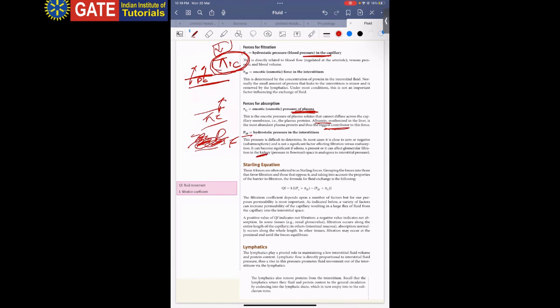Now let's talk about the Starling force, the Starling equation. The Starling equation talks about these four forces, which we said: the hydrostatic pressure of the capillary, oncotic pressure of the interstitium, oncotic pressure of the plasma, and the hydrostatic pressure of the interstitium. All of these forces together are referred to as the Starling forces.